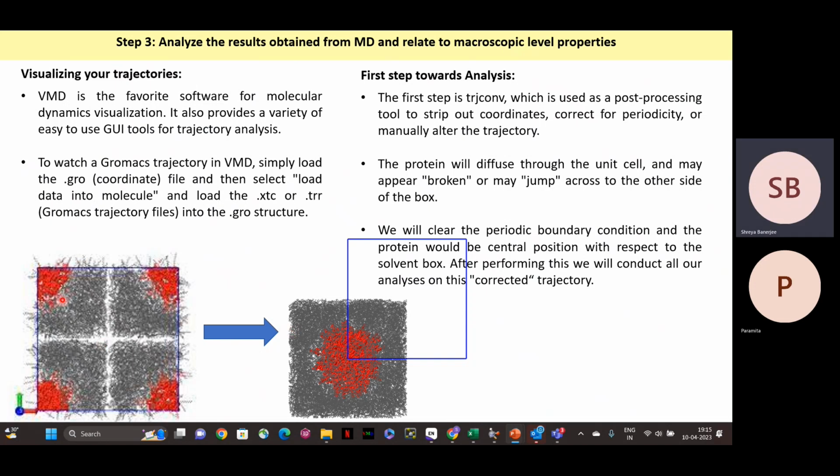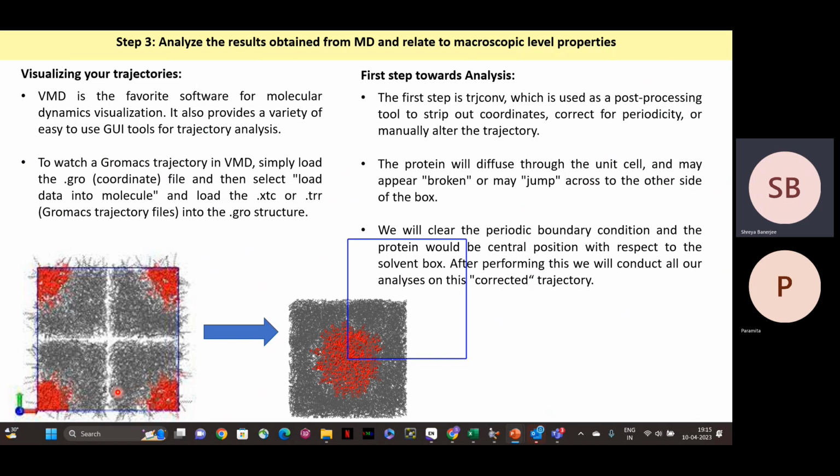Many times the picture of the trajectory needs to be processed further. The command that is used is called trjconv. That is a post-processing tool, and what it does is strip out coordinates, correct for periodicity, or manually alter the trajectory. So what does this mean? Many times the protein will diffuse through the unit cell and may appear broken or jump across to the other side of the box.